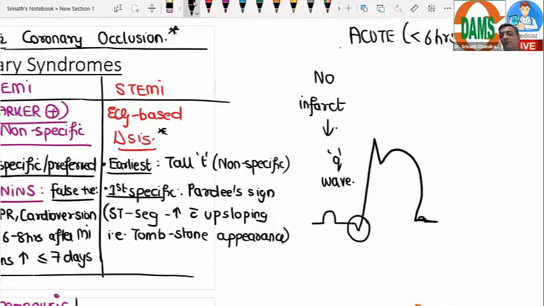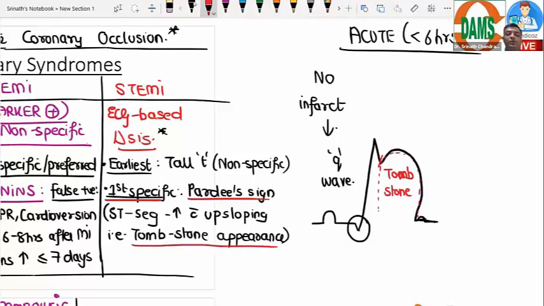Within 6 hours of MI, you can get this finding. The ST segment is elevated with upsloping of the segment. So this is like the tombstone appearance that can come because of the ST elevation in the first, acute part, previously called the Pardee's sign, now more famous as the tombstone appearance.